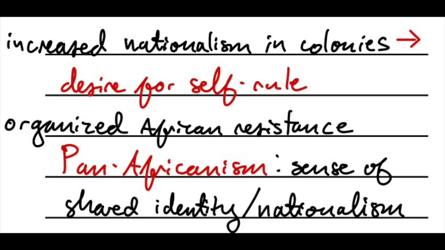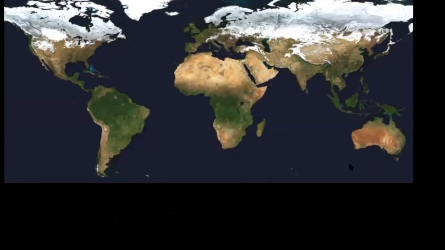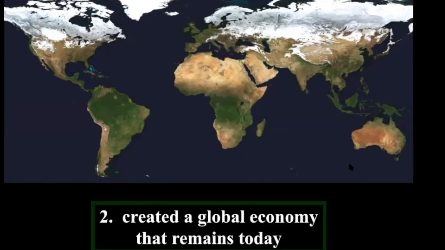So, for instance, in Africa, we see organized African resistance under Pan-Africanism, which was a sense of shared identity and nationalism. So wanting to get out from under colonial rule, similar to what we saw in the New World as a result of the Enlightenment ideals. Another consequence of new imperialism is that it created the global economy of modern times, meaning that we're all connected. If something economically devastating happens in Asia, then it affects Europe as well as the United States. So all of trade is truly global.